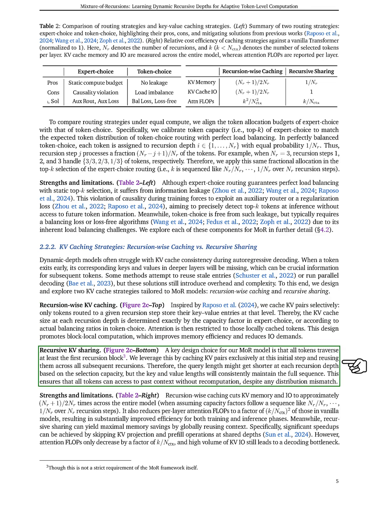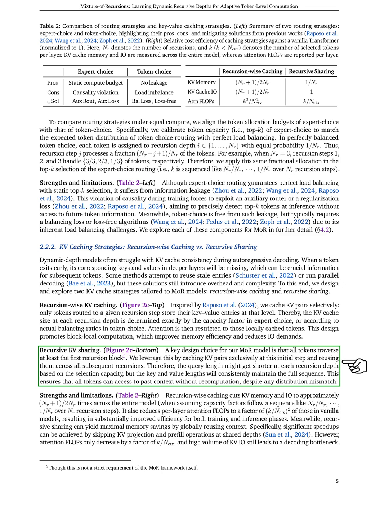For recursive KV sharing, we ensure that all tokens pass through at least the first recursion block. We cache key-value pairs only at this initial step and reuse them in all subsequent recursions. As a result, while the query length may shorten at each recursion depth based on selection capacity, the key and value lengths remain consistent, allowing all tokens to access past context without needing recomputation.